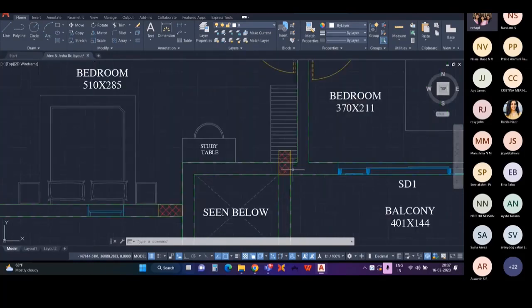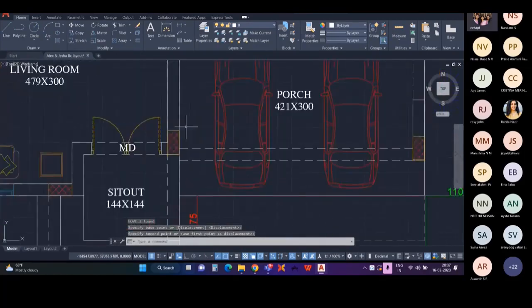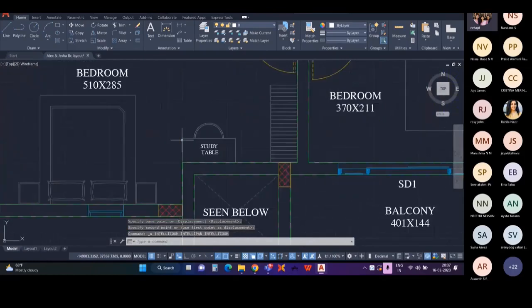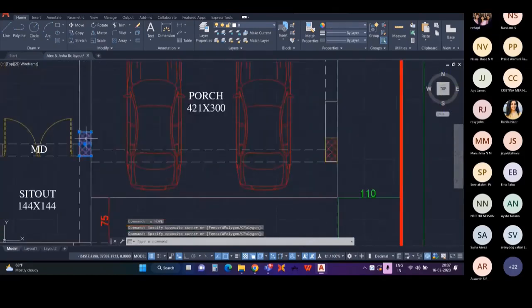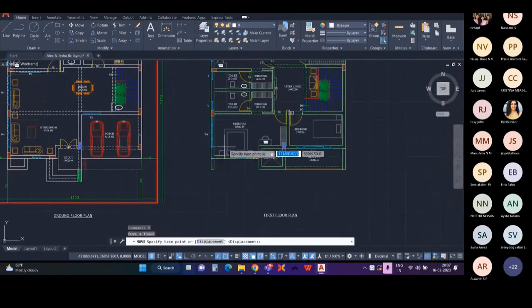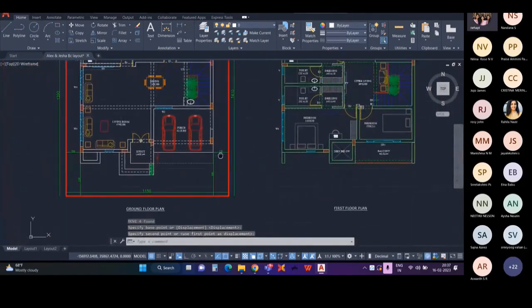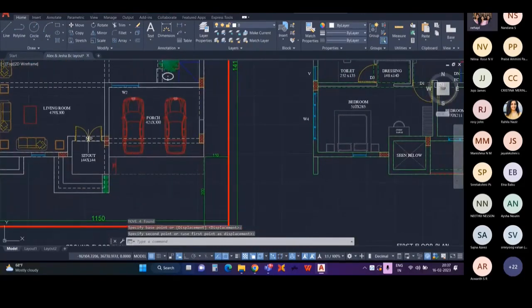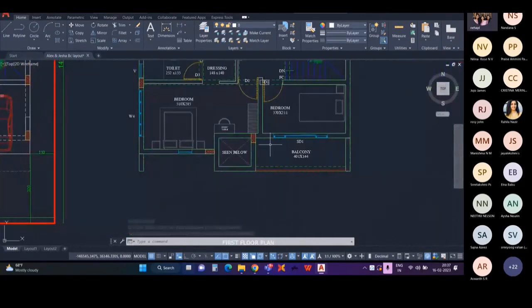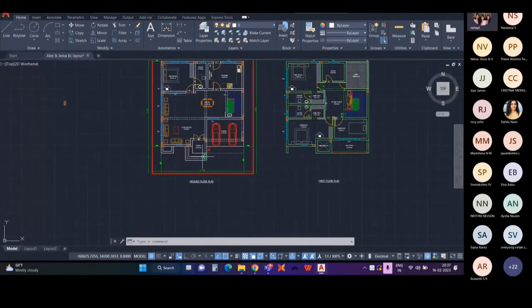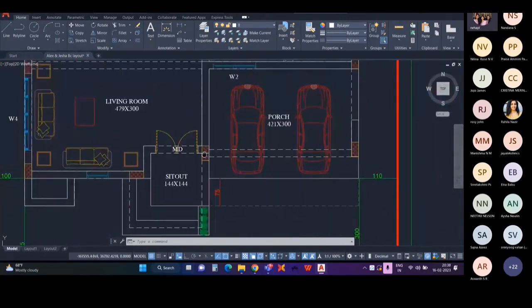To avoid that, we can shift this column. Another option is to shift this column towards the bottom. And here also we need to shift this column towards the bottom. After that, we can check whether it's okay for the first floor, but now we can check whether it's okay for the ground floor too.